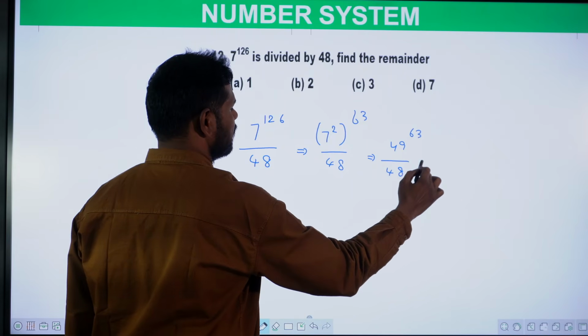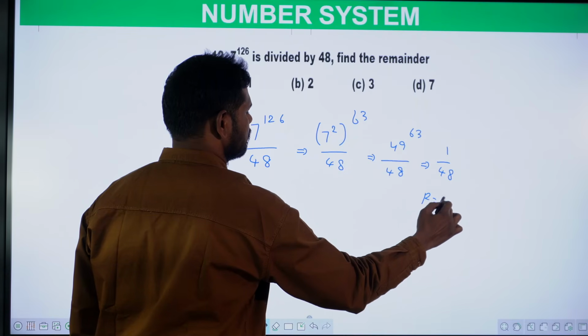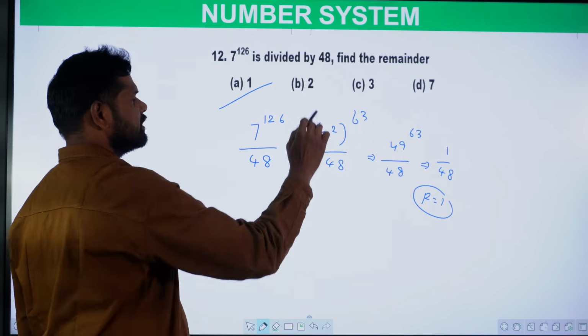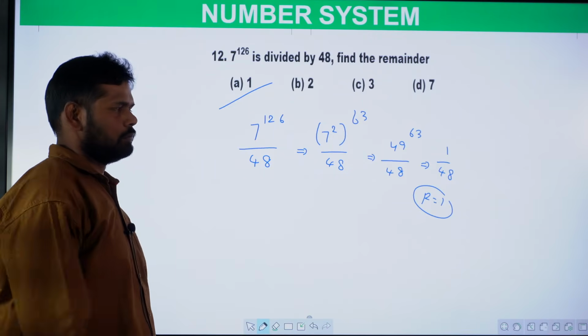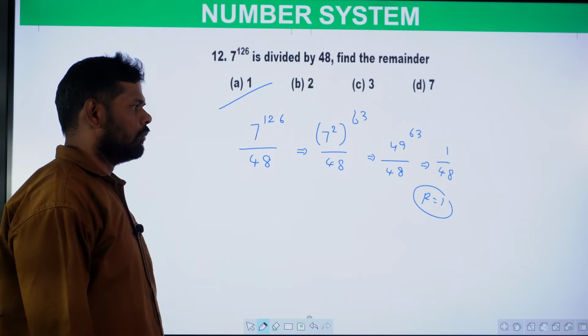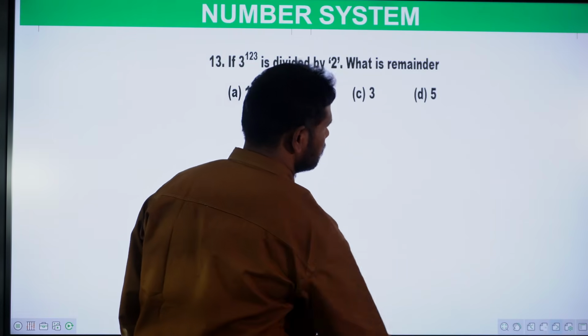48 once 48. What is the remainder? 1 by 48 means what is the remainder? 1. That's it. Very simple. Just once we get that, it is very easy to solve. 48 once 48, remainder is 1. 1 by 48 nothing but 1.